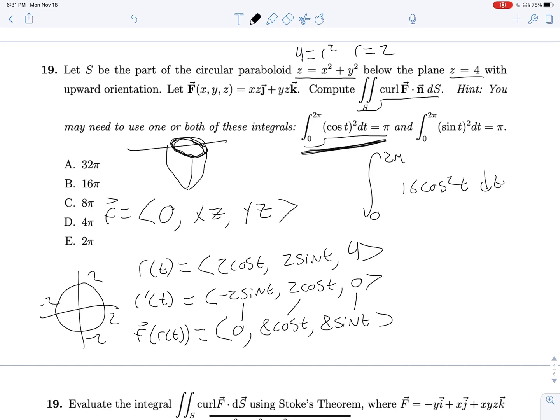We could use a double angle identity to replace cosine squared t with 1/2 plus cosine 2t over 2. That's the worst cosine 2t I've ever written. But we could do that, but they're being nice here. They're telling us that this integral is equal to pi. We're dealing with 16 times that integral, so we're ending up at 16 pi.